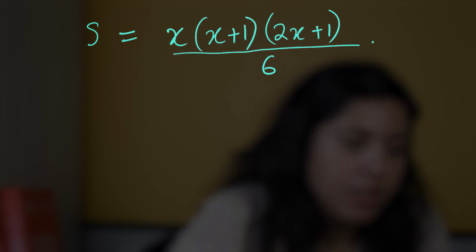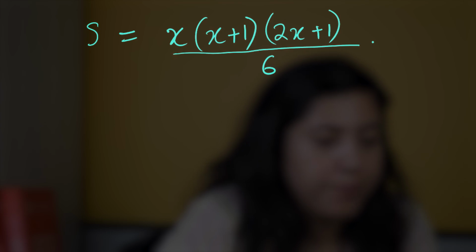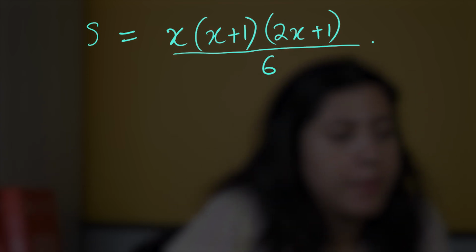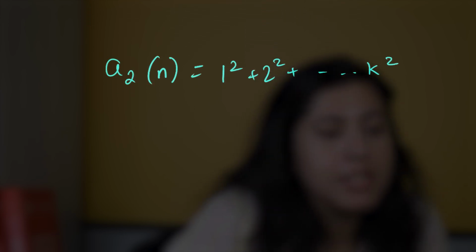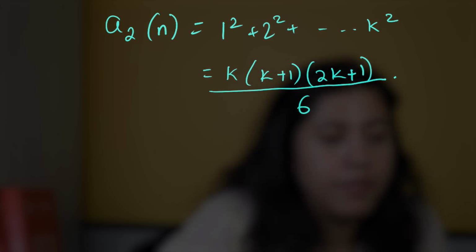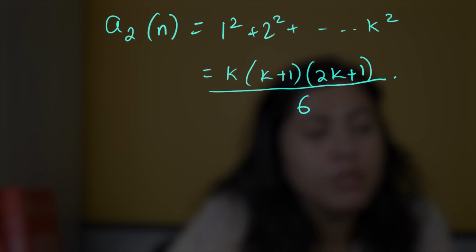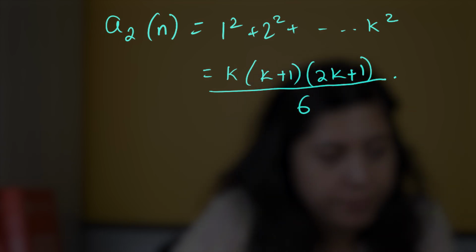Now let's use that in our question to find the sum of squares of first n terms. So a2 of n is equal to 1 square plus 2 square plus so on till n square, which is equal to n times n plus 1 times 2n plus 1 divided by 6. And the same method can actually be used to find the sum of cube of n natural numbers as well.